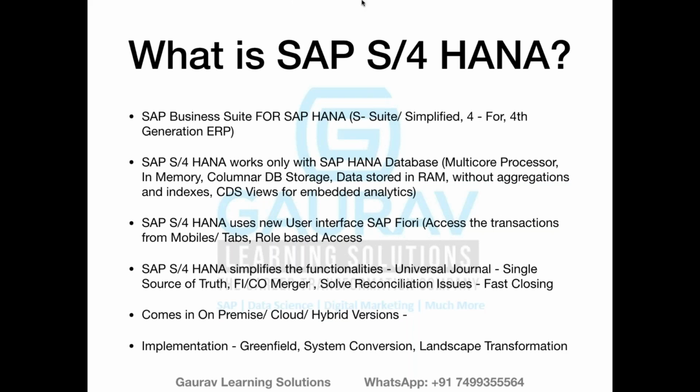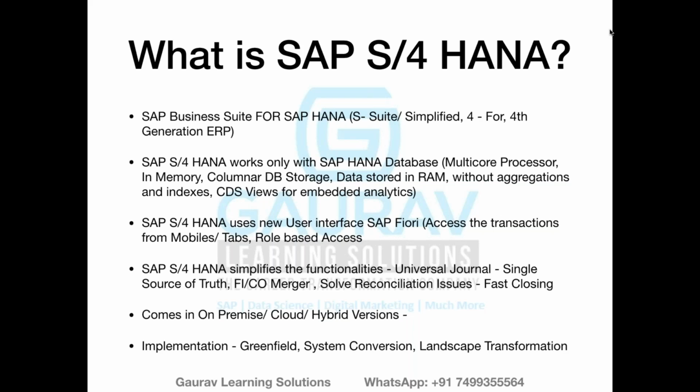The full form of SAP S4HANA, as you can see, is SAP Business Suite for SAP HANA. So this 4 stands for "for". And why is it called SAP Business Suite for SAP HANA? Because the underlying database that we are going to use with SAP S4HANA can be only the HANA database, right? So the SAP S4HANA application is completely dependent on the HANA database.